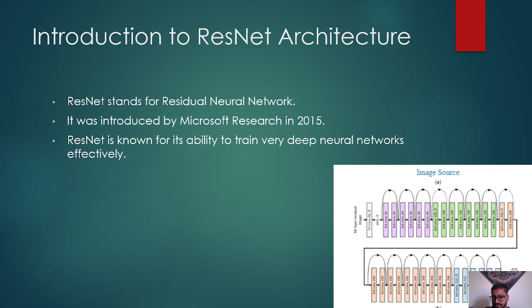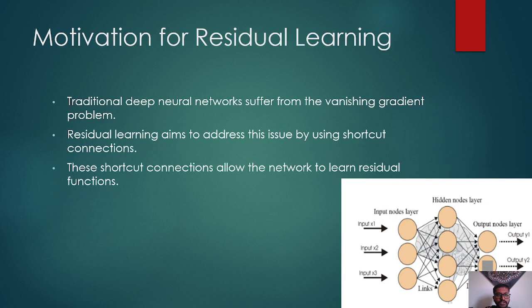So you could see in the image here how many levels of process it undergoes to build this architecture. The motivation of residual learning is that traditional deep learning suffers from the vanishing gradient problem. The vanishing gradient problem is a big problem that a deep neural network will suffer. So to overcome that, we use residual learning.